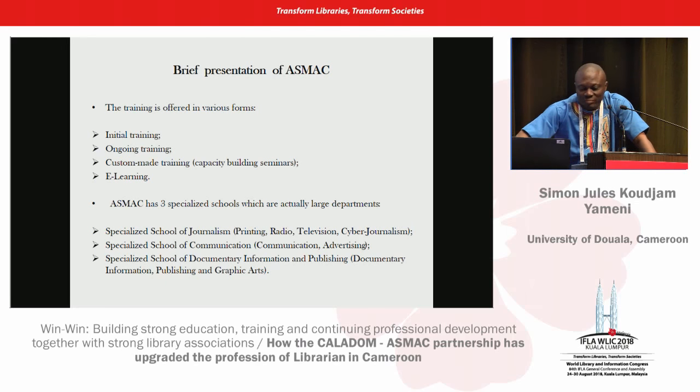The training is offered in various forms. There is initial training, ongoing training, custom-made training, capacity building, seminars, e-learning. ASMAC has three specialized schools, which are actually departments. We call it department, but it's a big department. Specialized School of Journalism, with print, radio, television, cyber journalism. Specialized School of Communication, we have communication, advertising. Specialized School of Documentation, we train the librarian, archivist, documentalist, and graphic arts.